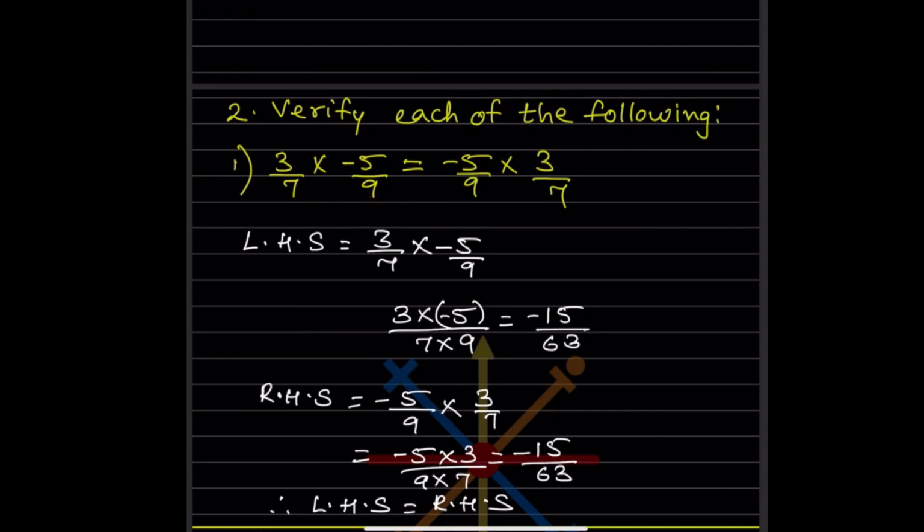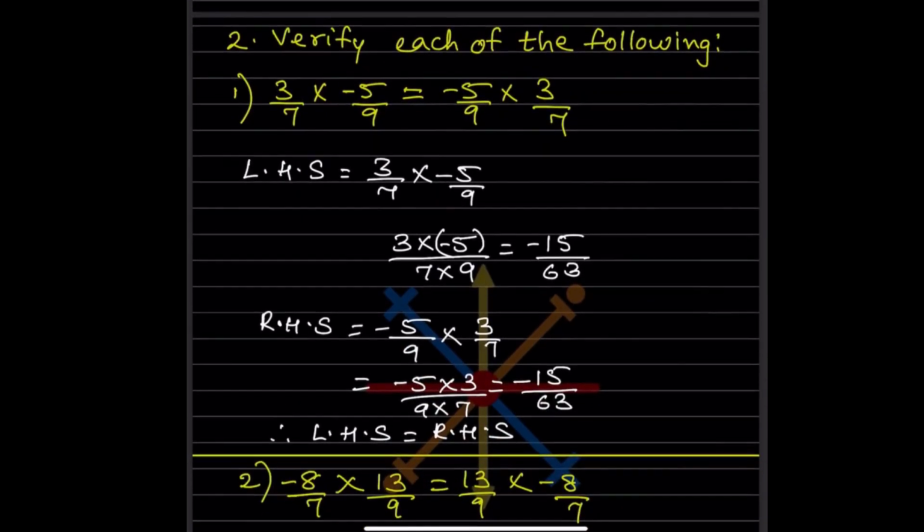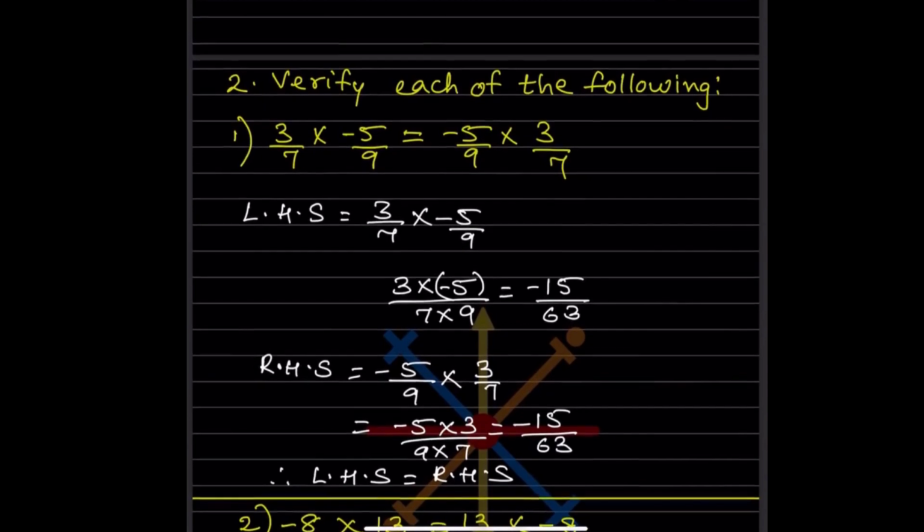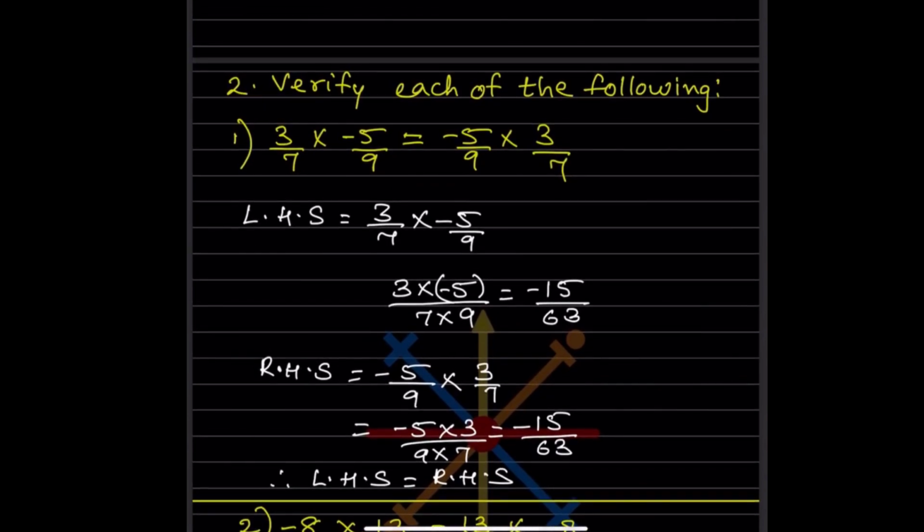That is minus 5 by 9 into 3 by 7. So now, whenever there is verification, you take the left hand side separately and the right hand side separately. And we have to see whether both are equal, that means LHS is equal to RHS. If not, we have to say that it is not equal. Now let us see whether both are the same.